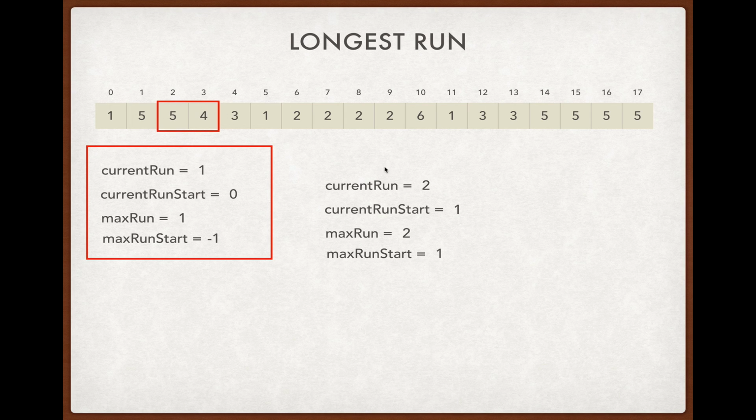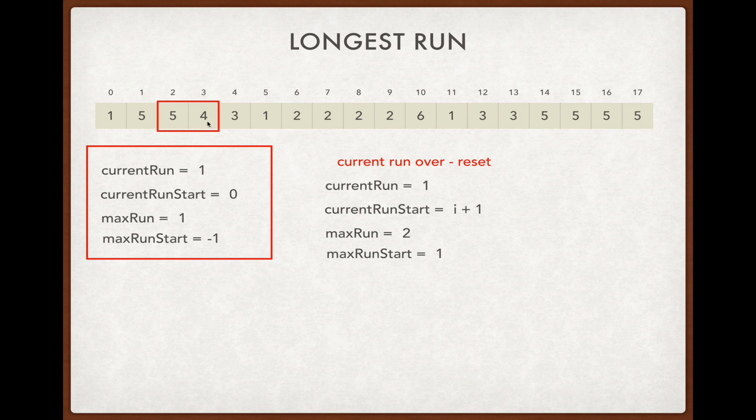So because they don't match, I have to reset my current run. To do that, I set my current run back to 1, and I set my start to I plus 1. Well, why that? Well, here I had a run, and this is my I. My I is 2. But when I got here, there's no longer a run. So I need to reset my run. And I don't want to start at 2, which is I. I want to start my next run at I plus 1.